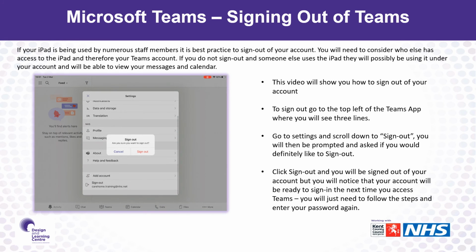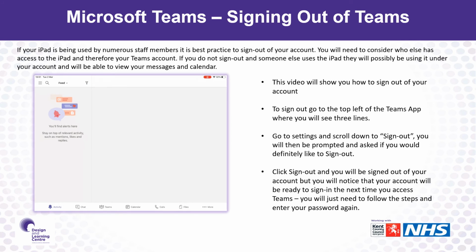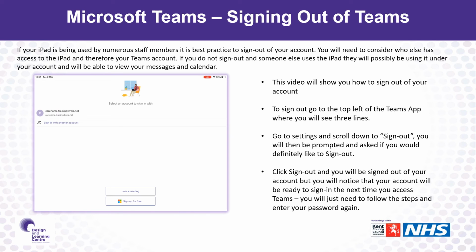To sign out, tap on the three lines in the top left of the screen. Tap on Settings and scroll down to Sign Out. You will then be prompted to confirm that you would like to sign out, so click on Sign Out. The next time you access Teams, you'll notice that the app has remembered your account. Just select your account from the list and then enter your password.